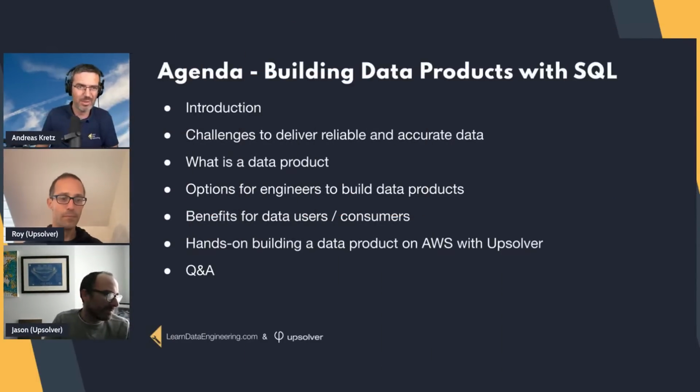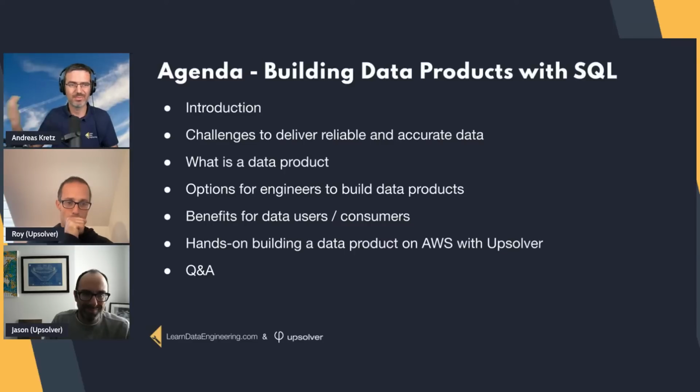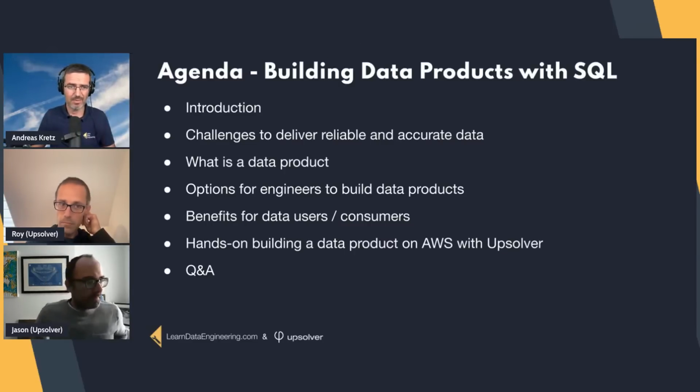Because Kate is already asking here, what skills can we learn from today's workshop? I think let's go quickly over the agenda. And then maybe we can already answer this question a bit. So first of all, we're going to look today into challenges to deliver reliable and accurate data. And then we're going to look into what is a data product, because not everybody knows this. Options for engineers to build actual data products, and the benefits for the users of that data, of these products, and the consumers. Then, as Roy said, we're going to do an extensive hands-on part here that you can replicate. We thought of doing this like a painting by numbers, and then you do this on your own if you want. Roy and Jason have everything prepared. And then we add a Q&A at the end.